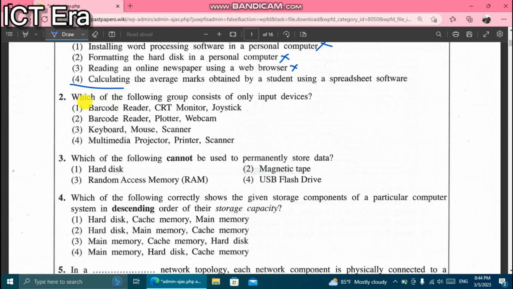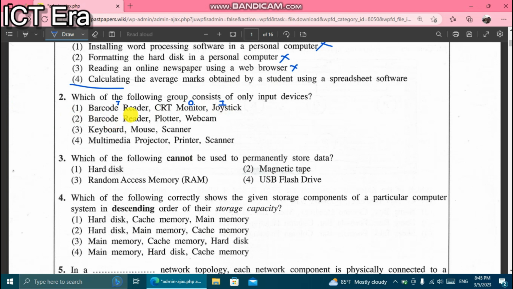Okay, then let's move to second question. Which of the following group consists of only input devices? First one, barcode reader, CRT monitor, joystick. Barcode reader, it is an input device, but CRT monitor, it's an output device. Joystick also an input device. Then this is not the answer.